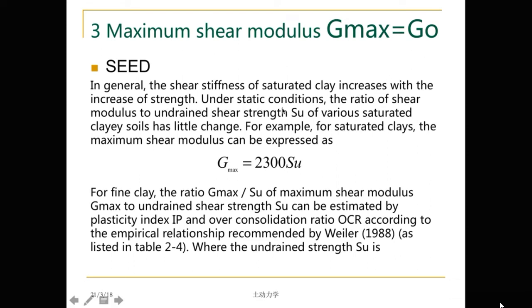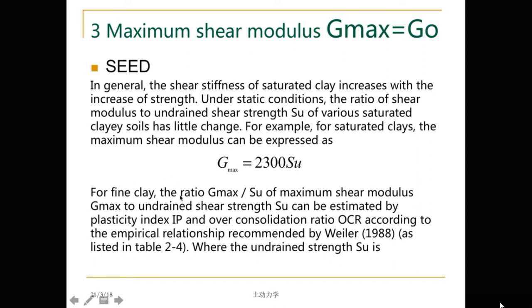Under static condition, the ratio of shear modulus to undrained shear stress SU of various saturated clay soil has little change. For example, for saturated clay, the maximum shear modulus can be expressed as Gmax equal to 2,300 SU, undrained shear strength.